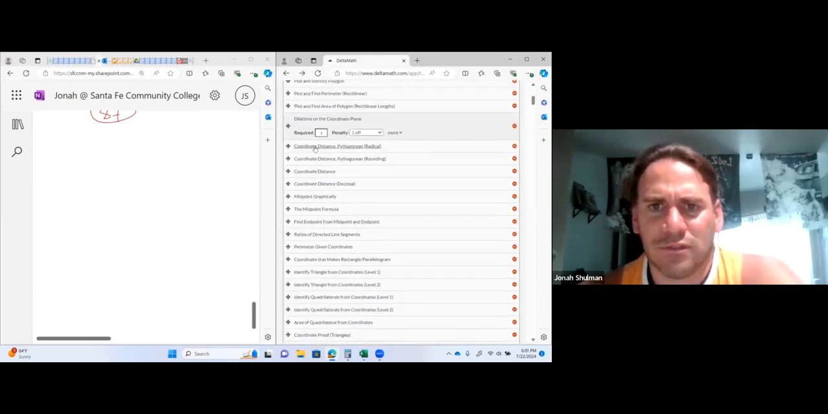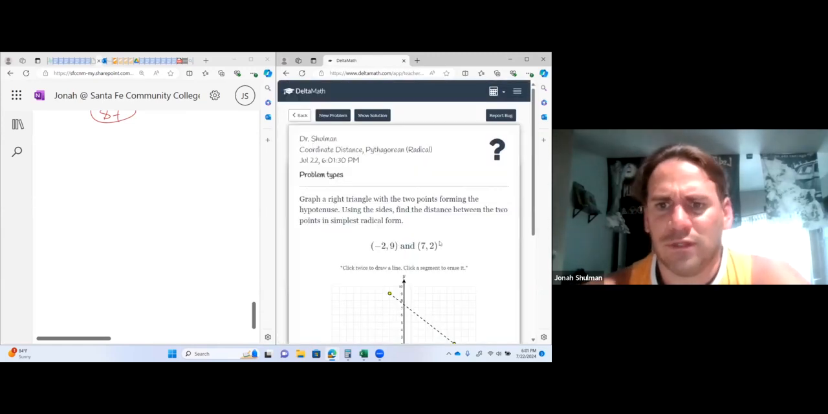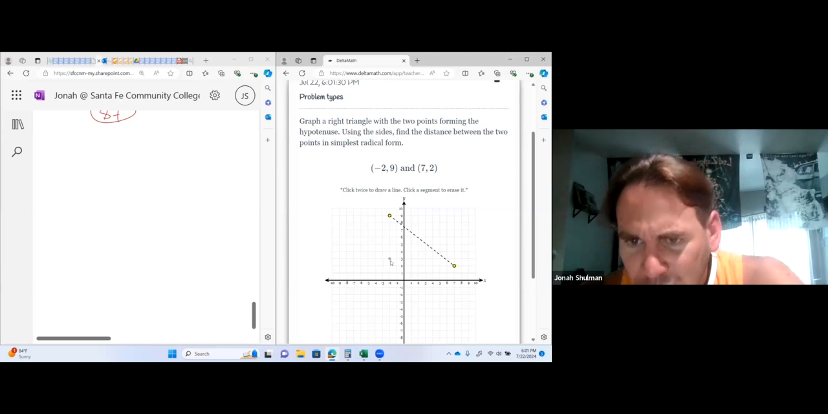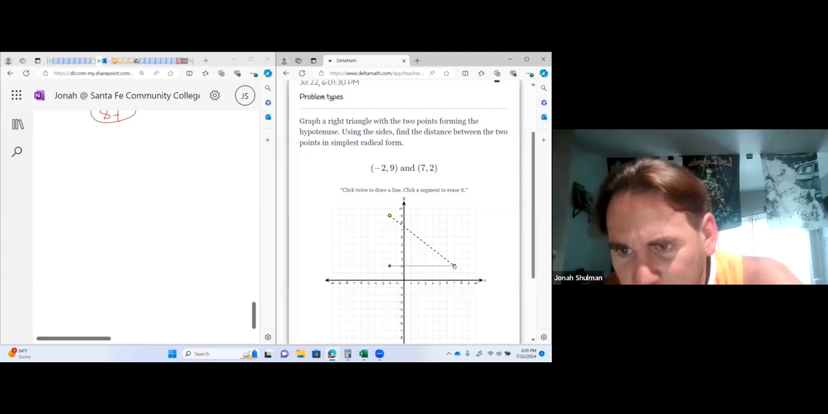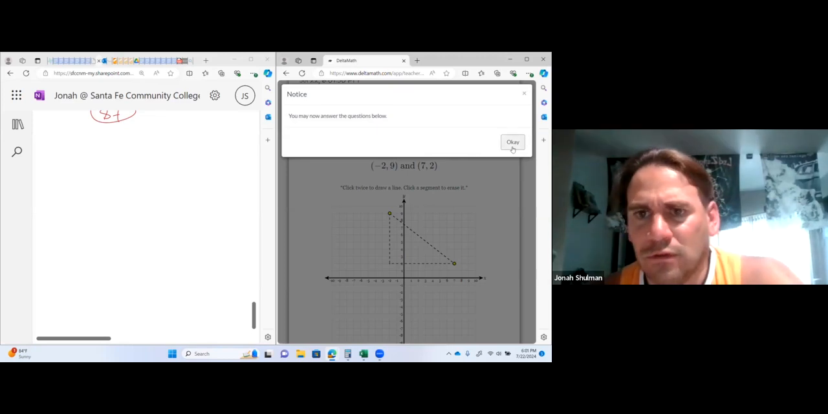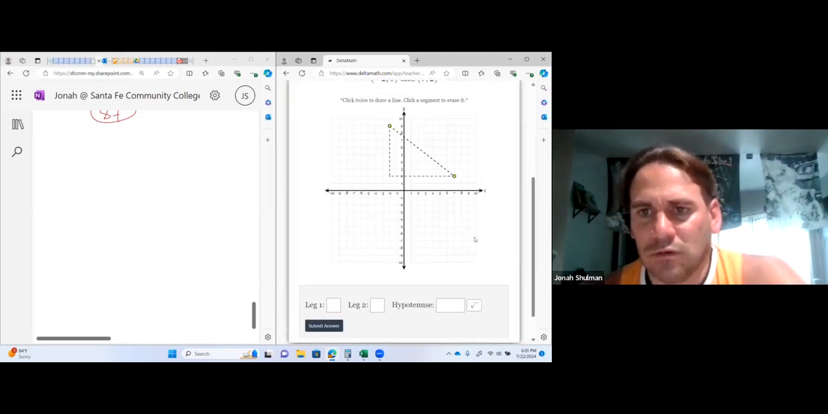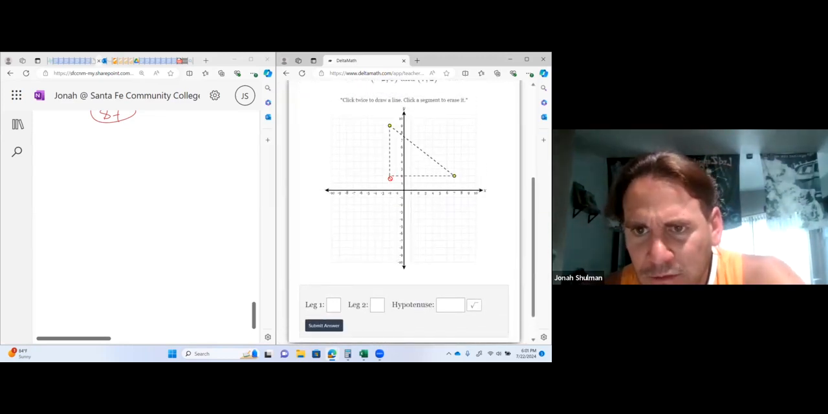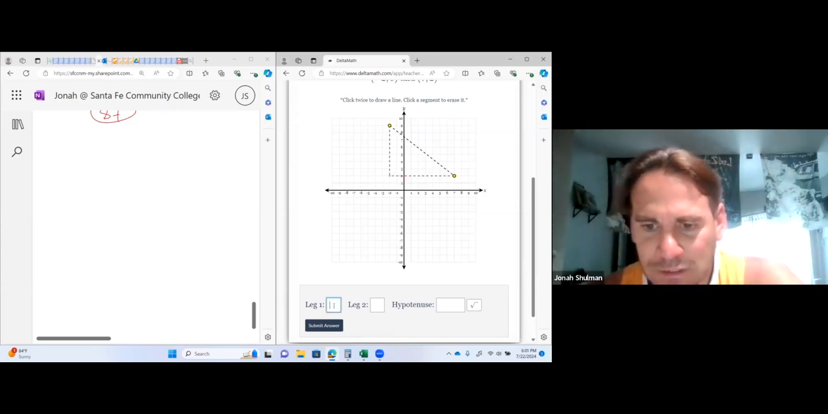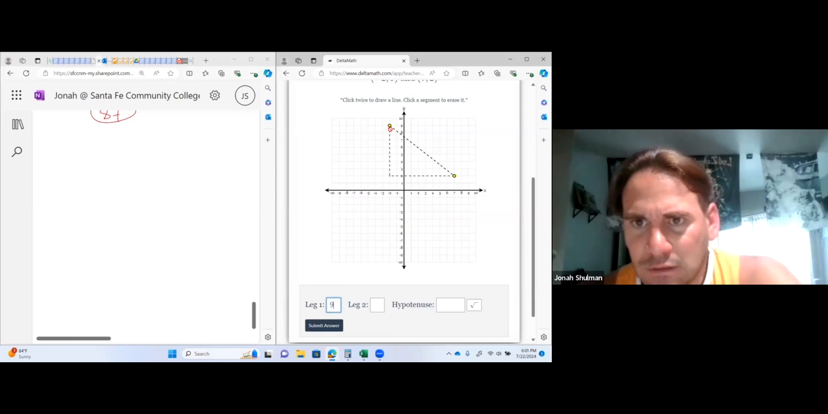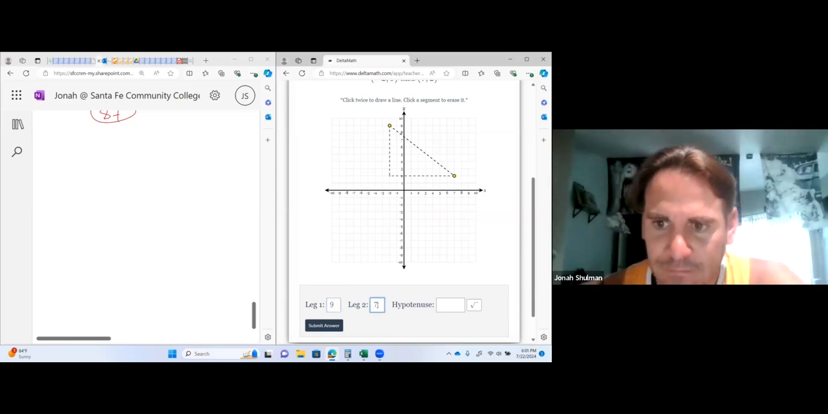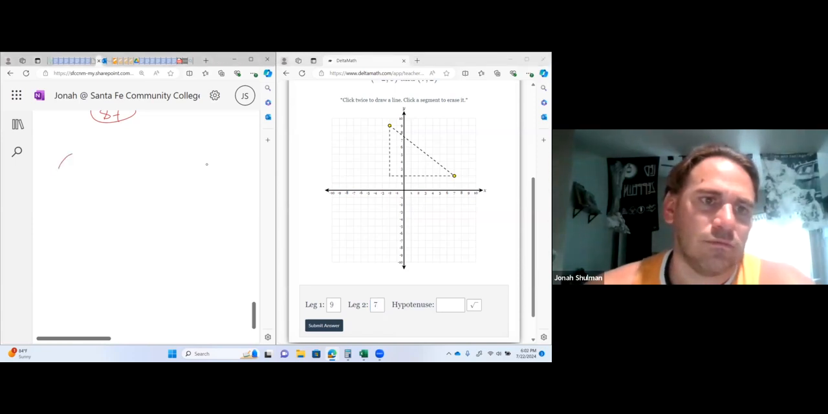All right, so here we go. Let's do another one. Let's get Pythagorean with it. So graph the right triangle with these 2 points. So all we have to do is put the one missing point here. That should connect everything. There's the right triangle. We may now answer the questions below. Leg 1. This is leg 1, 1. So it's from -2 to 7. So leg 1 is 9. Leg 2 is from 9 to 2. So that's 7.